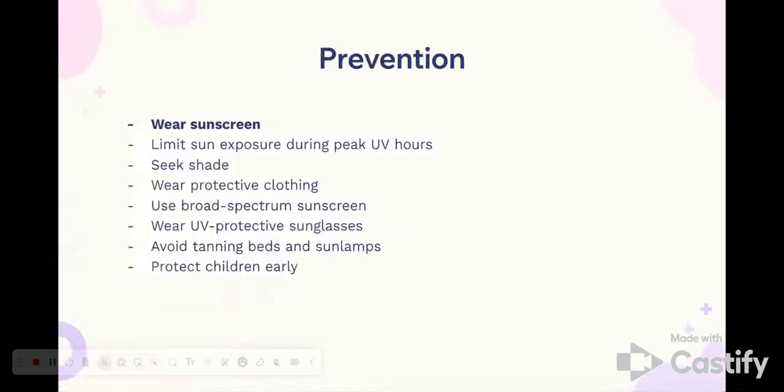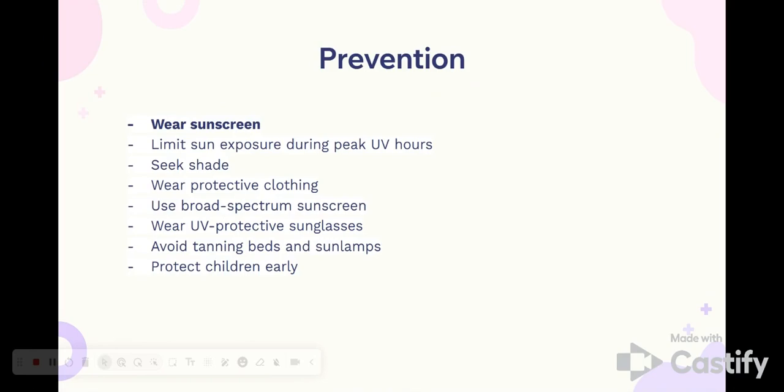Prevention. The most important measure to reduce skin cancer is the consistent protection from UV radiation, both from the sun and artificial sources like tanning beds. UV rays damage skin cells, leading to mutations that cause skin cancer. While the number 1 most important prevention method is to use broad spectrum sunscreen, there are other methods to prevent skin cancer, such as limiting sun exposure during peak UV hours, which is 10 a.m. to 4 p.m. daylight savings time, which is when UV rays are the strongest.